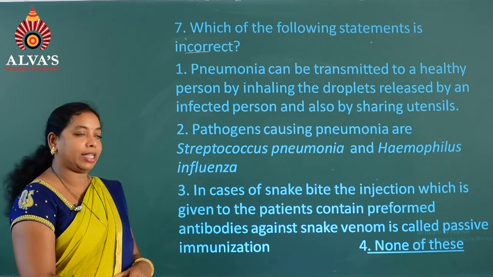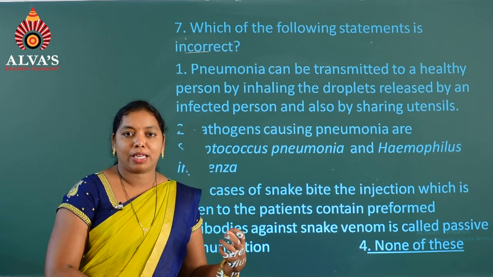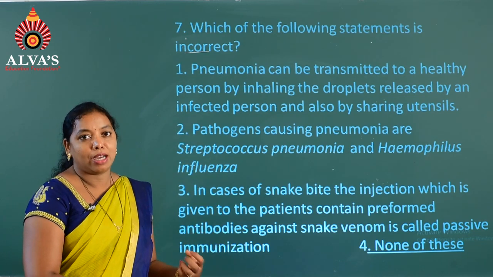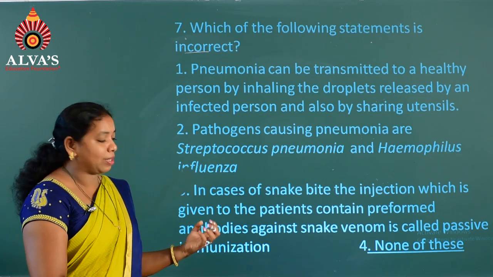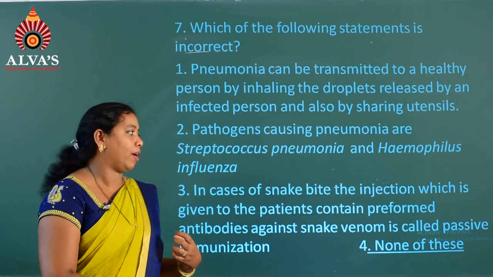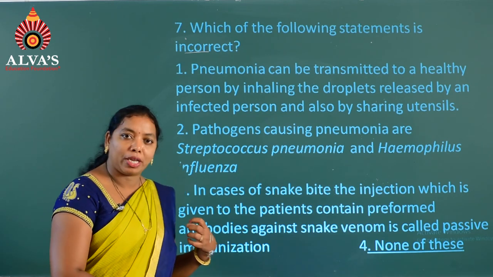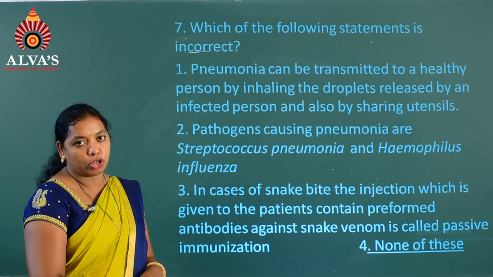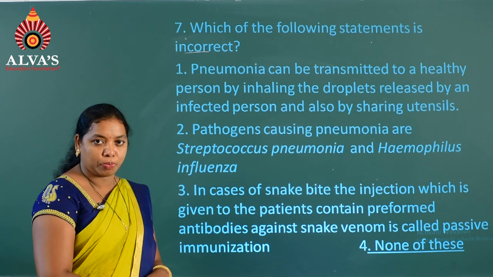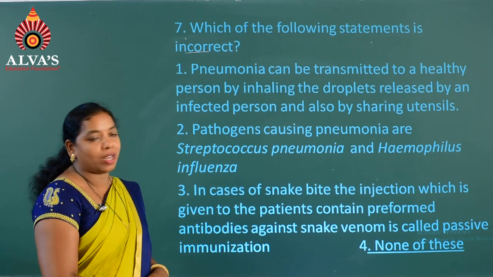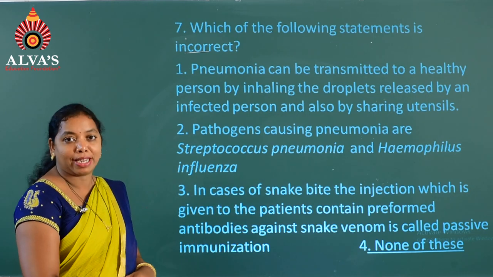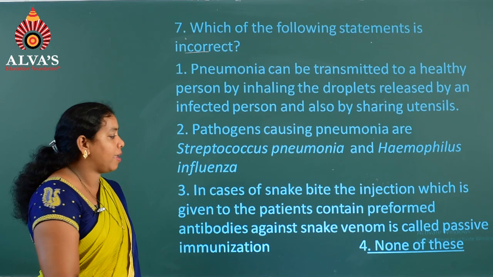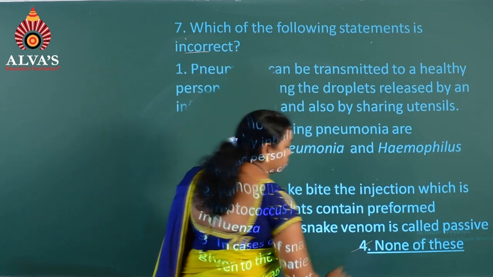Going to the third one, in case of snake bite, whenever the injection is given to the person, it is a ready-made antibody which is prepared to cure the toxic effect of the snake bite. So here the ready-made or preformed antibody given is a type of passive immunization method, and hence the third option is also true. Hence the fourth one is the right answer for the question to identify the incorrect statement. Here all three statements are right, hence the answer for this question is the fourth option.